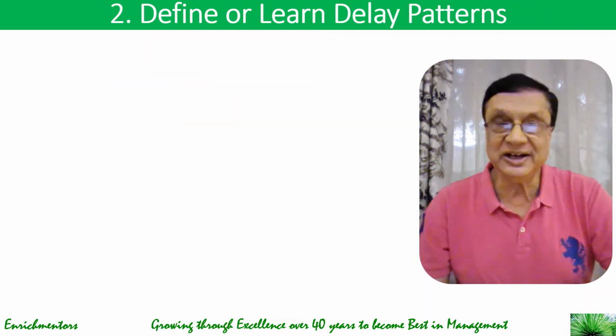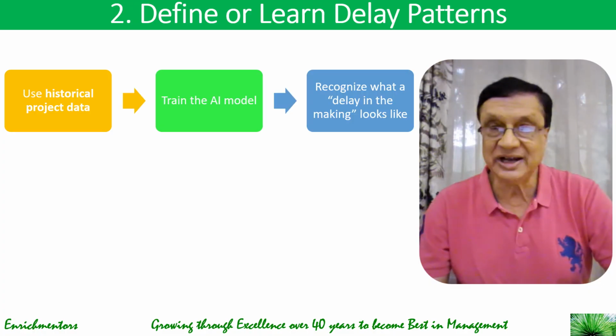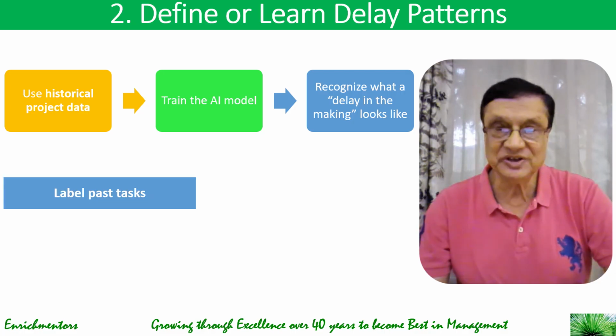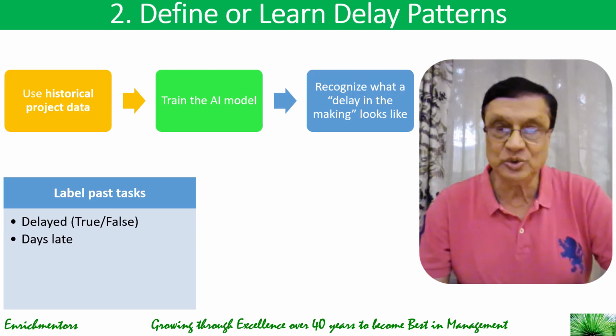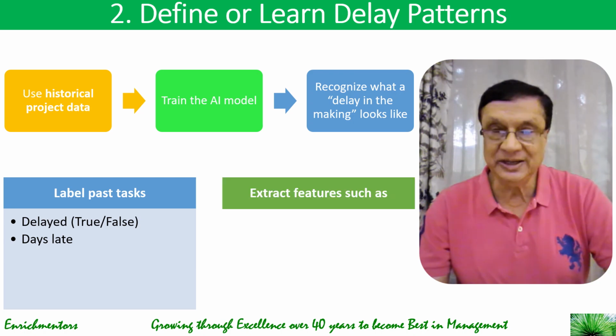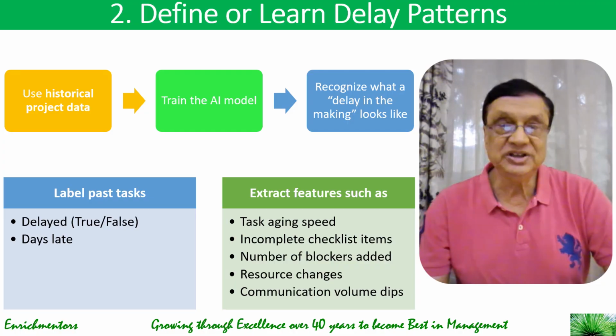Then you define and learn the delay patterns. You use historical project data to train an AI model to recognize what a delay looks like. And there what you do is label past tasks which are delayed or which are a few days late. Now when you say delayed, it could be binary, true or false. And you extract features like task aging speed, incomplete checklist items, number of blockers added, resource changes, and communication volume dips. So with this, your AI will be able to define and learn the delay patterns.